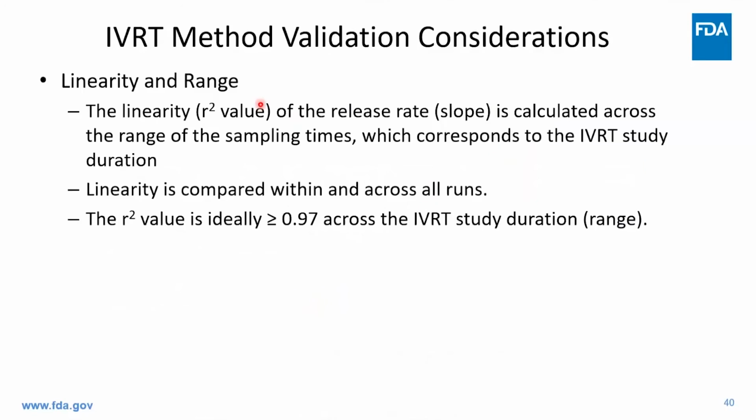You'll get the linearity and range. That linearity, the R-squared value of the release rate slope, is calculated across the range of sampling times, which corresponds to the IVRT study duration. That linearity is compared within and across all runs, and typically you want that R-squared value, I recommend, to be greater than 0.97. While historically we've talked about 0.9, that really is far too generous. This is something we've talked about among USP experts as well, that 0.97 is probably a much better target, and this is still reasonably permissive as a target for your R-squared value.